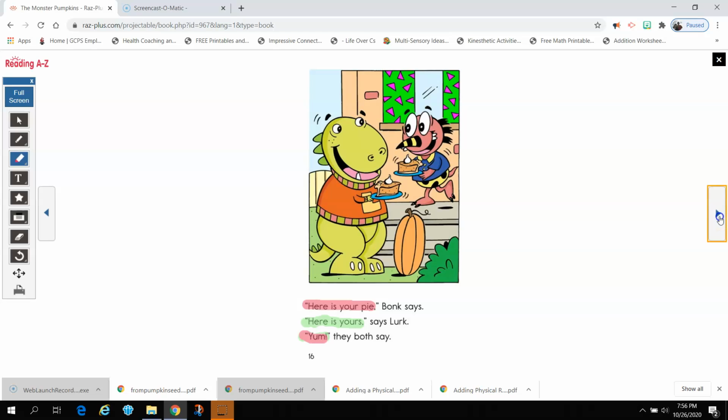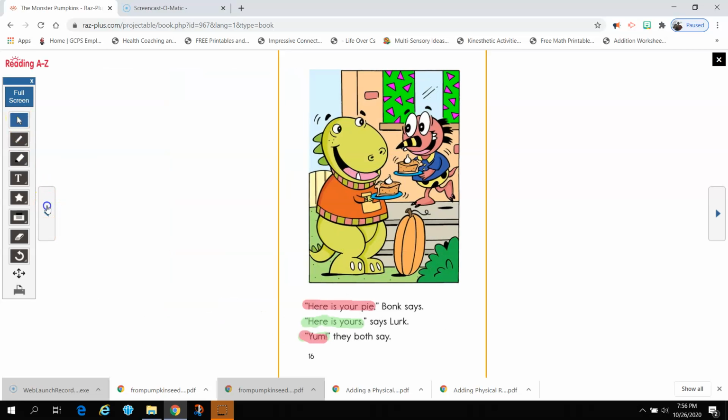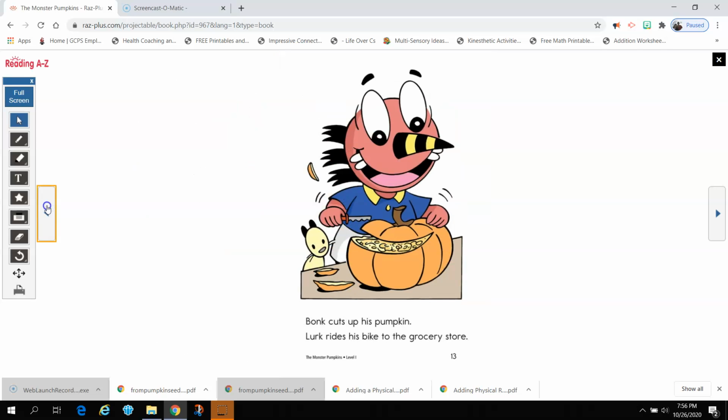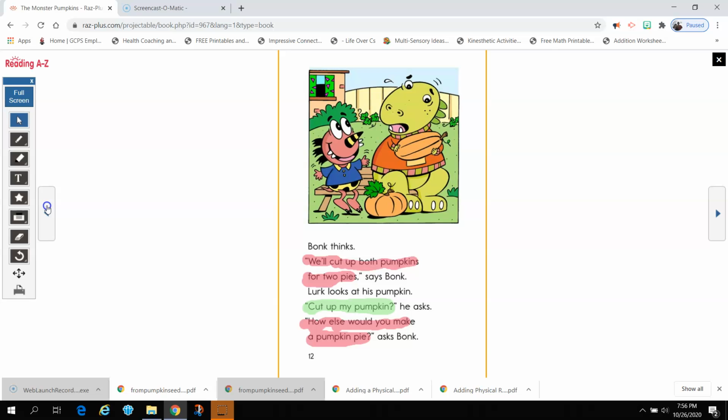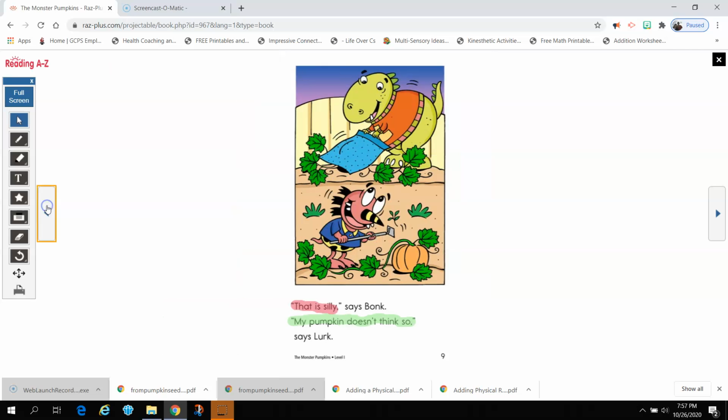All right. So we saw today some of the things that the characters said, and that gave us a little bit of information about the characters. We saw that they both liked the pumpkin pie because they both said yum. But we also saw that Lurk did not want to cut up his pumpkin. We saw that Bonk had all the ideas. It was his idea to have the contest. It was his idea to make a pumpkin pie, and it was his idea for both of them to cut up the pumpkins.